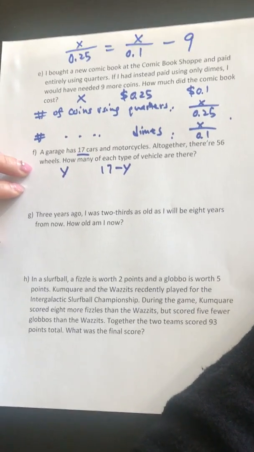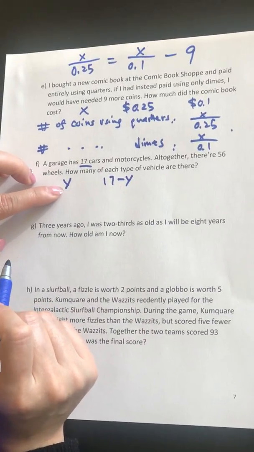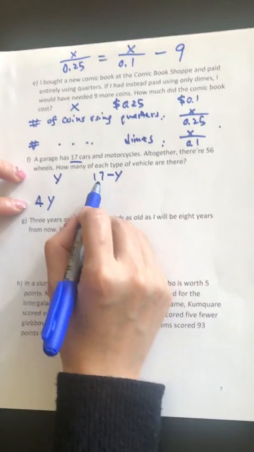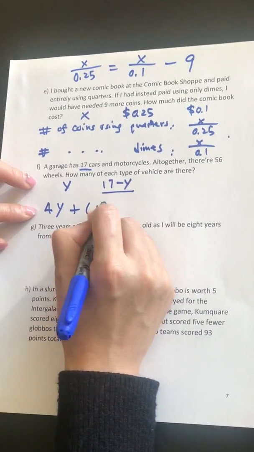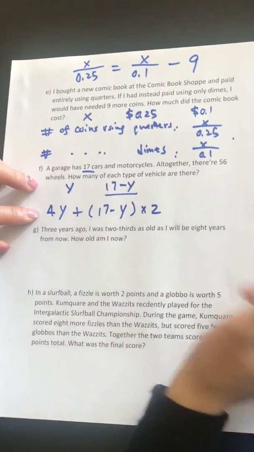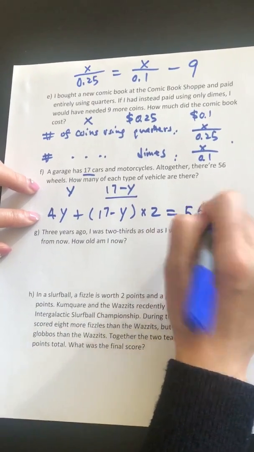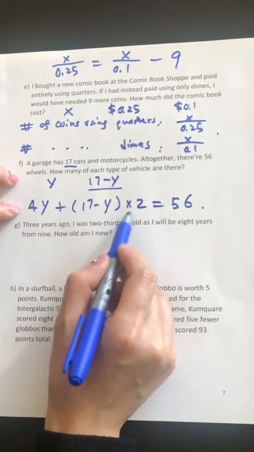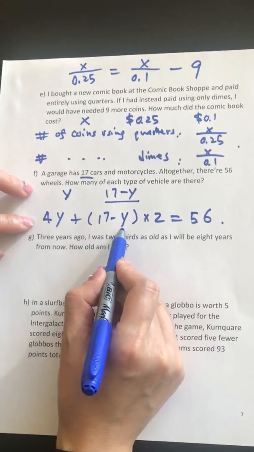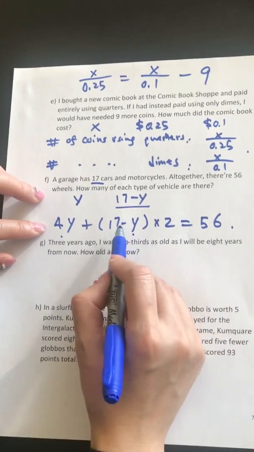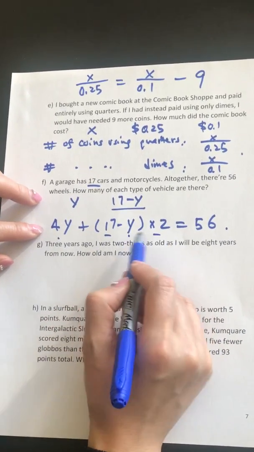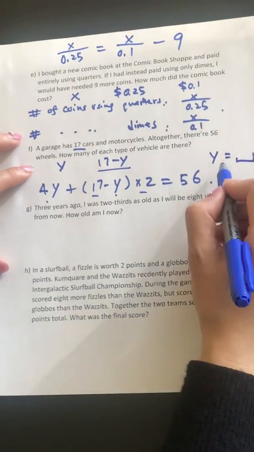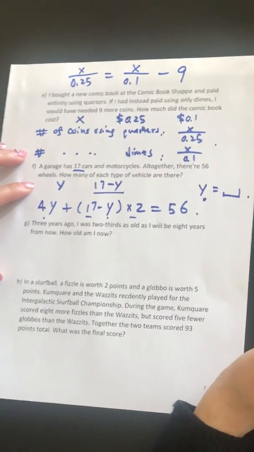Now we can add the wheels together. If I have an unknown number Y of cars, I would have 4 wheels each, right? And for motorcycles, this is the total number of motorcycles, and each one has 2 wheels, and that equals 56. First you break up the brackets into 2 terms using the distributive property. Then we collect all the unknown variable terms and get rid of the number terms on the left-hand side. Eventually you will get Y equals what number? That's the number of cars, and the rest are the motorcycles.